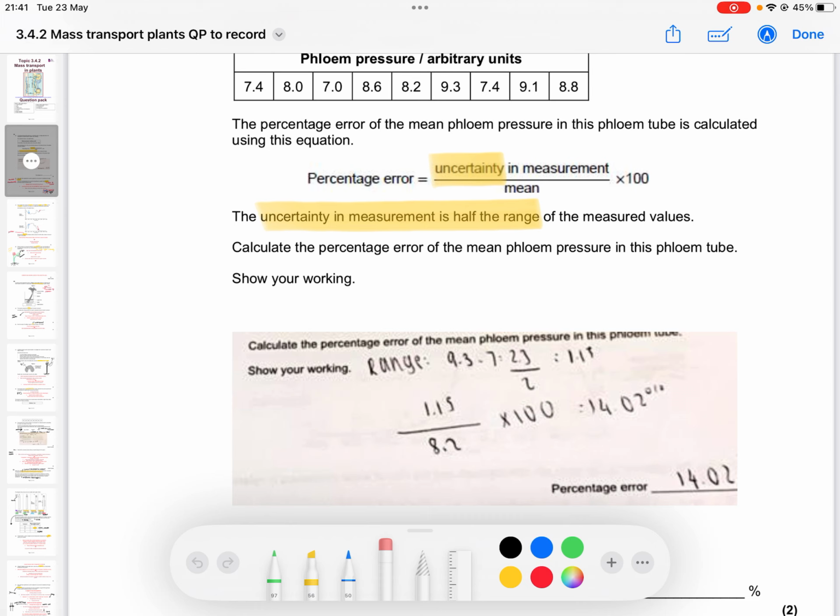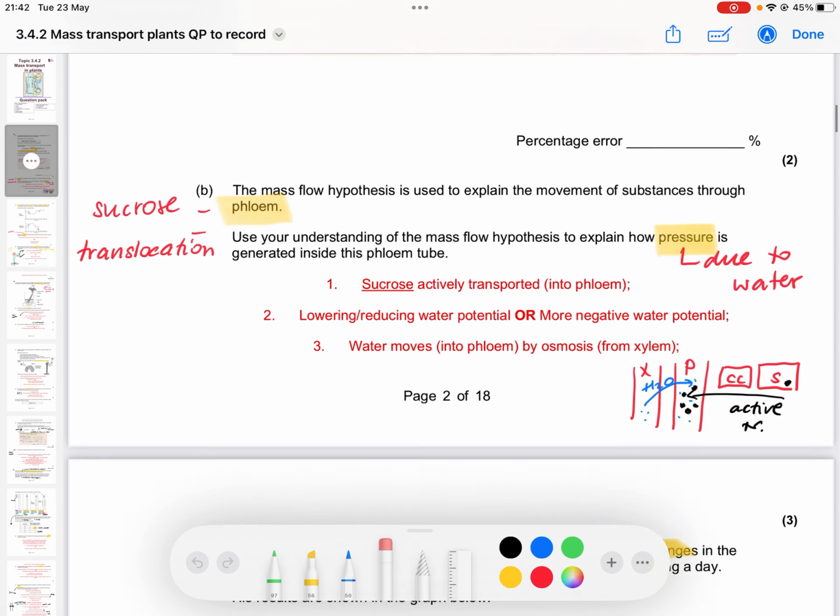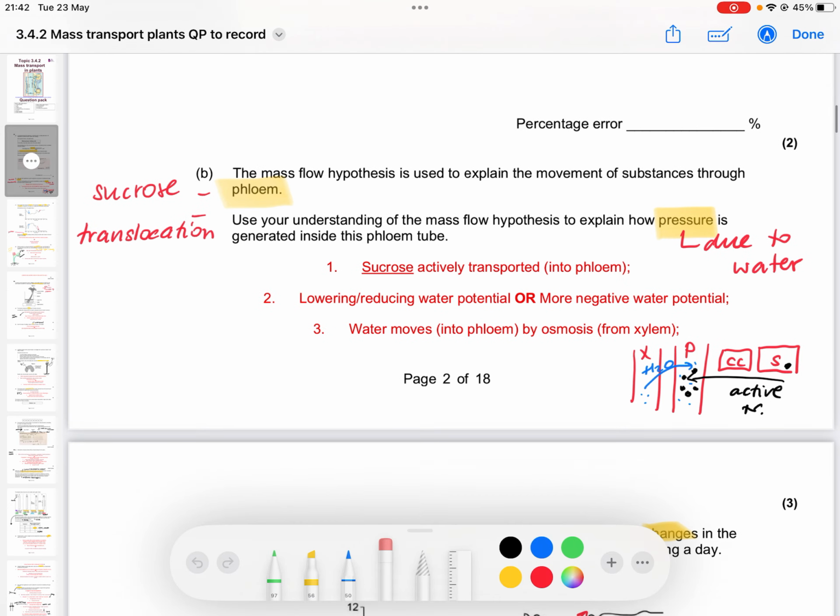We're getting 1.15, divided then by the mean. If we work out the mean, it's 8.2. Multiply that by 100 according to the equation, and we're getting our final answer of 14.02%.